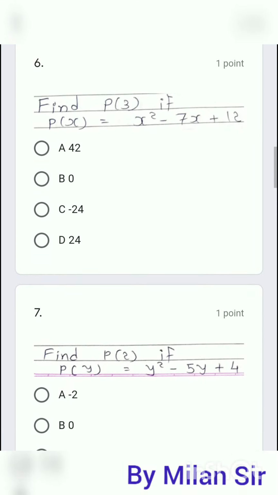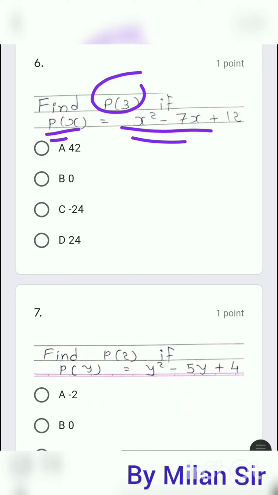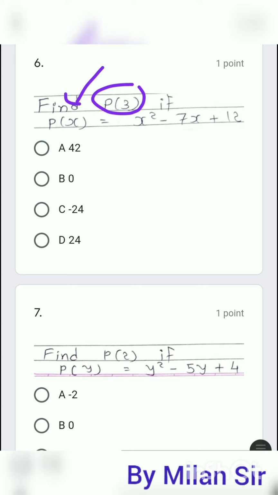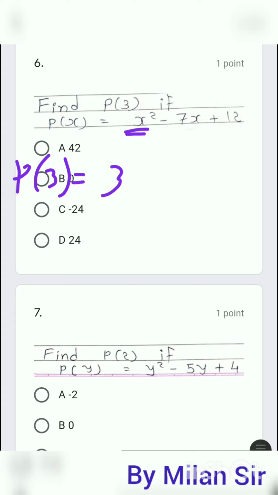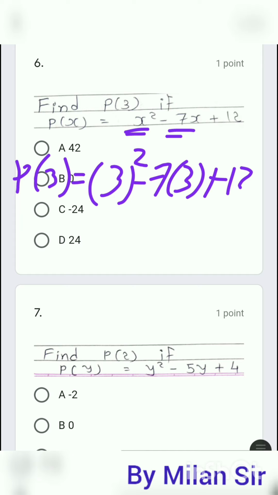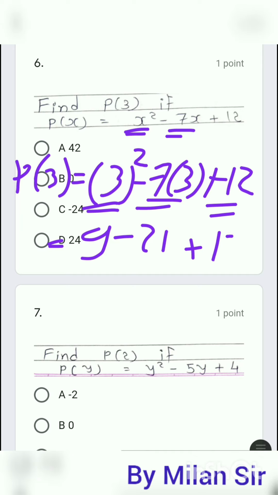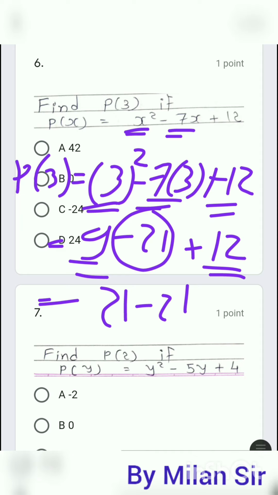After that, question number 6. Find P(3) if P(x) is equal to x square minus 7x plus 12. If we want to find P(3), in place of x we need to put 3, so we get the answer. So in place of x put the value 3. Here x square means 3 square, minus 7 into 3, and plus 12. So 3 square is 9, minus 7 3s are 21, plus 12. Now 12 plus 9 is 21, and this minus 21 as it is, 21 minus 21 is 0.